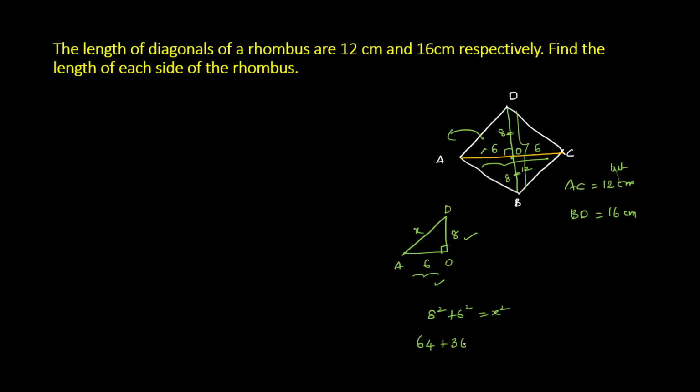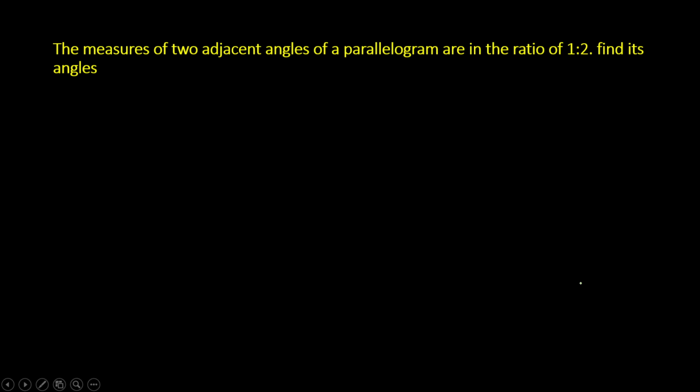64 plus 36 is equal to x square. X square is equal to 100. That means x is equal to 10 centimeter. Now the measures of two adjacent angles of parallelogram are in the ratio of 1:2.